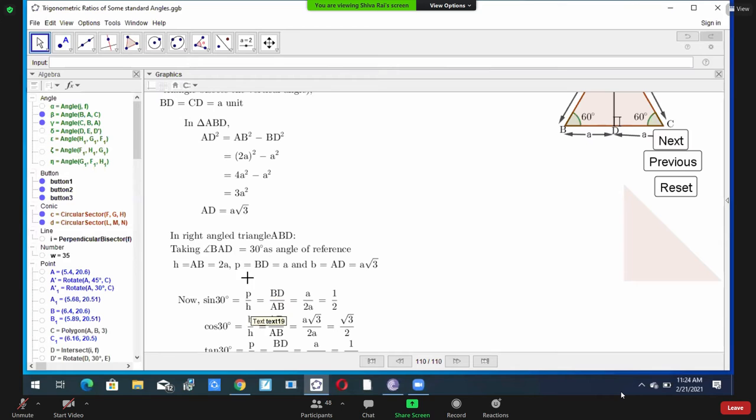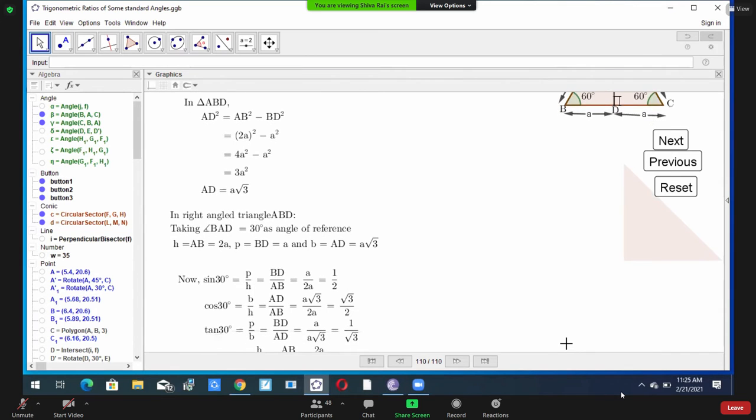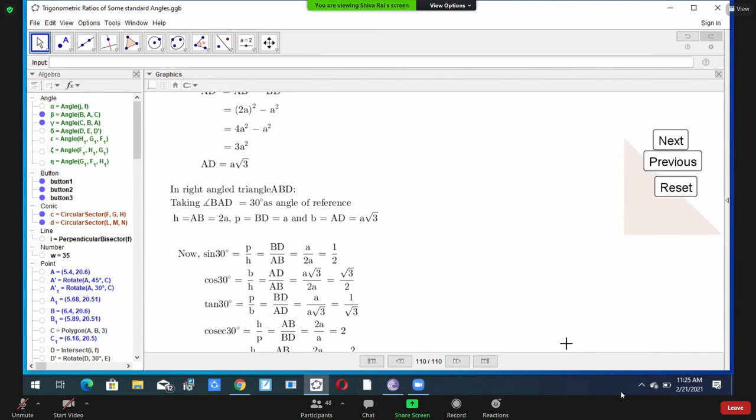H means hypotenuse. So what is the value of BD? Already we have got, BD equal to A. And H equal to how much? AB equal to twice A. So A upon twice A. Now A and A we can cut. Now sine 30 degree equal to 1 upon 2, means half. We are getting half. Everyone try to be clear. We have to memorize all these things. Now easily you will not get.